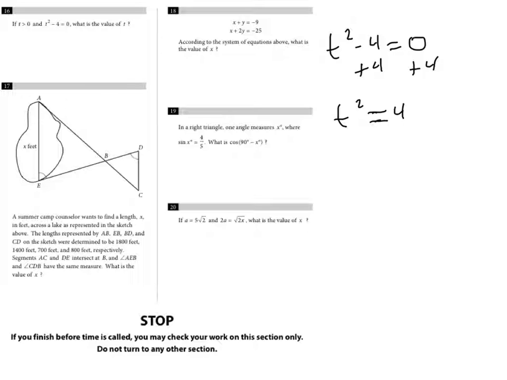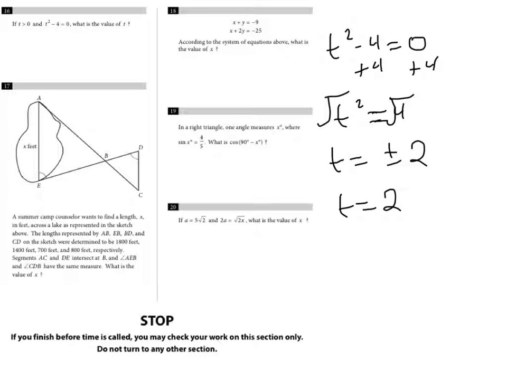How do you undo a square? Well, it's by a square root. Same thing for a cube, you do a cube root. Fourth root, and so on and so forth. We take the square root of both sides. t will end up being plus or minus 2. And in this question, they give you the information that t is greater than 0, which tells you that t will have to be the value of 2.